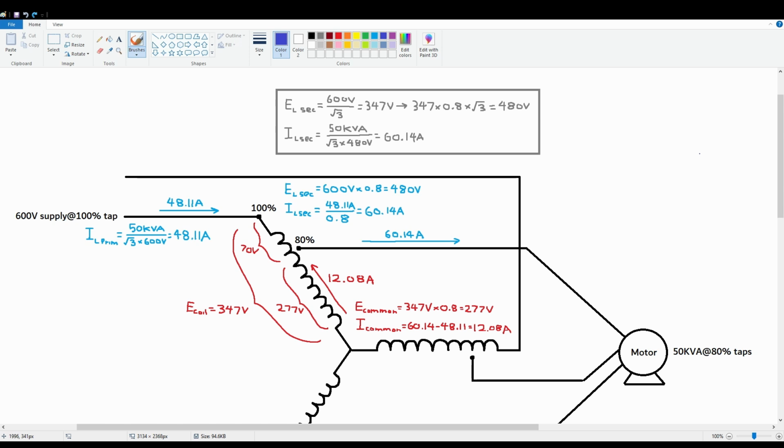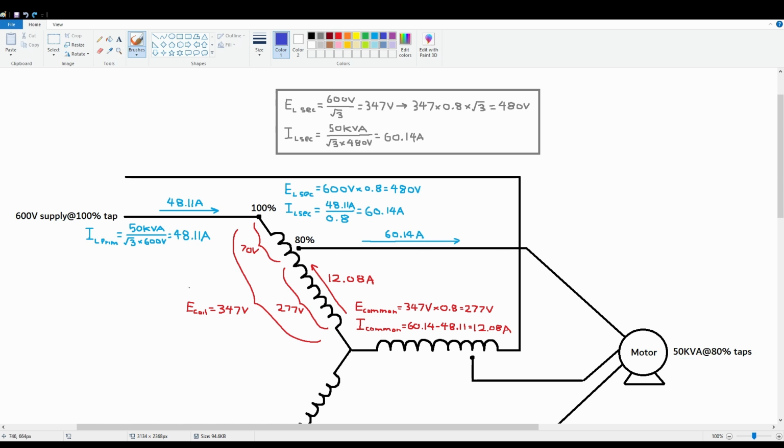So today I'm going to go over Wye auto tap transformer calculations. Okay, so what I've written in black are the given values for this question. So we have a 600 volt supply at 100% tap, and then we have a 50 kVA motor at 80% tap.